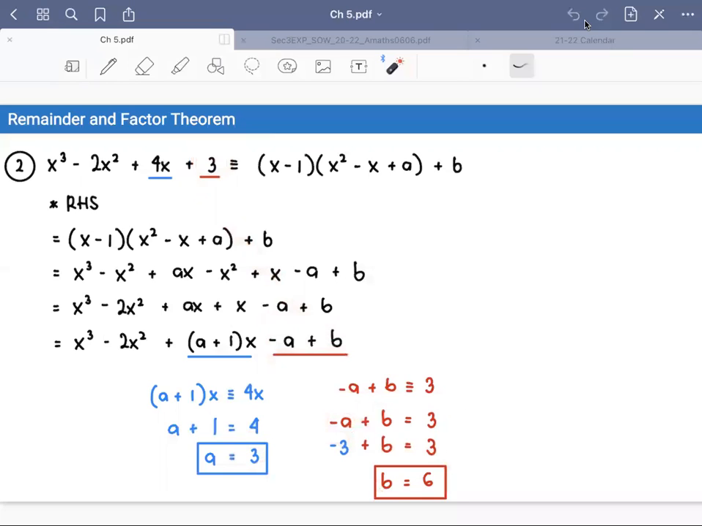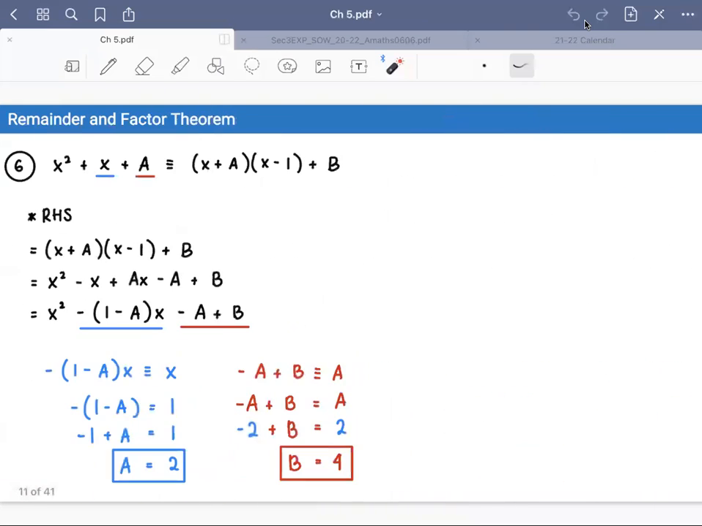All right? B is equal to 6. Okay, that's your answer for number 2. Now let's have another example.